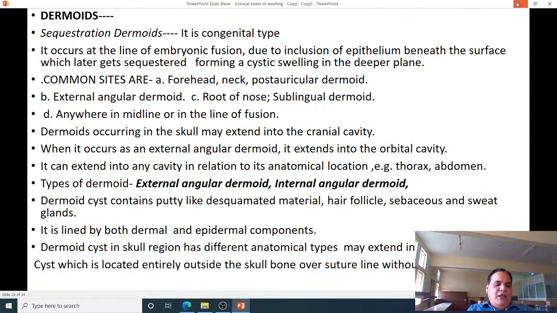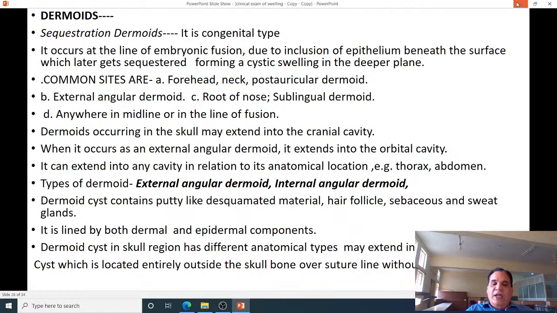So the next common swelling is a dermoid. We have considered lipoma, cyst and dermoid. Dermoids are common as what? Sequestration dermoid. What is sequestered? Sequestration of epithelium, or the collection of it. Most commonly they are congenital. They occur at the line of embryonic fusion. Because during development, epithelium is trapped in the surface, then afterwards it is cut off, so it gets sequestrated and lies in the deeper plane.